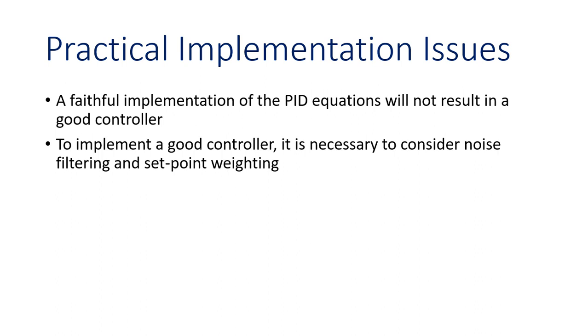Why noise filtering? Because if you have a derivative term in the system, remember that s is equal to sigma plus j omega, so omega is the frequency, and we know that we have noise at the higher frequency. So as frequency increases, your derivative term starts following the noise. That's why it is very important to introduce noise filtering.